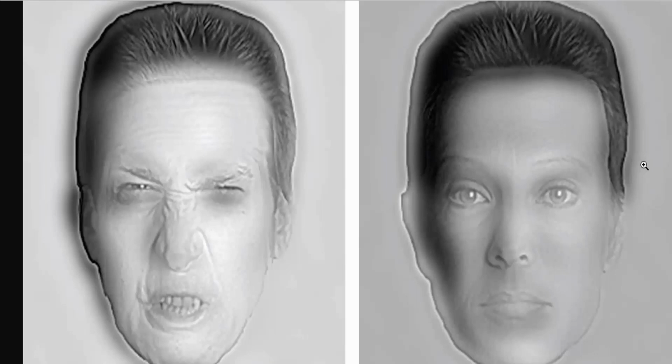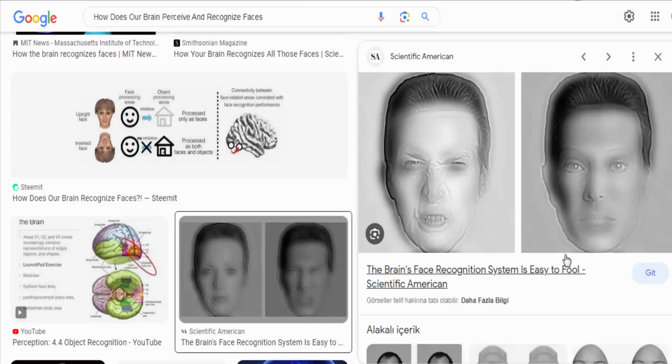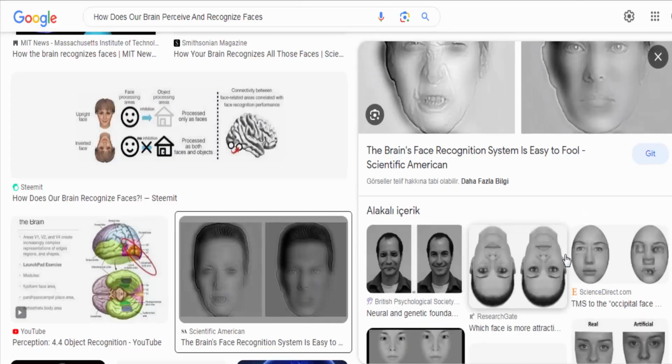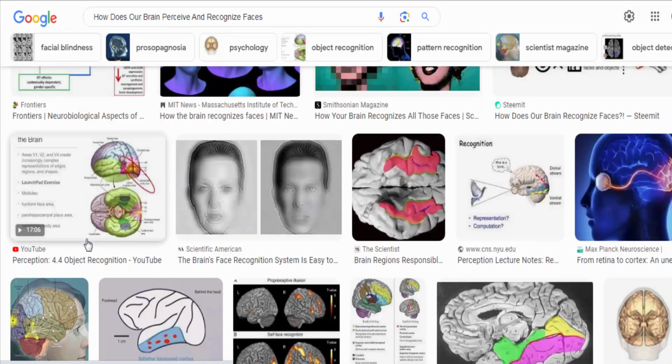Holistic processing. The brain employs holistic processing to perceive faces. Instead of focusing solely on individual features, it considers the face as a whole. This holistic approach allows for efficient and accurate face recognition.